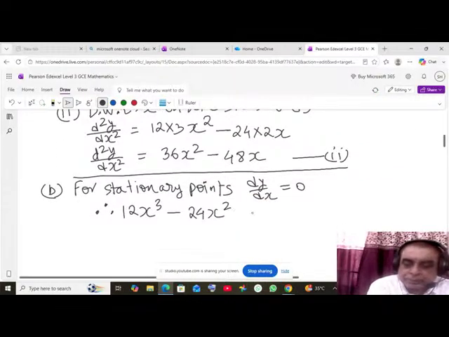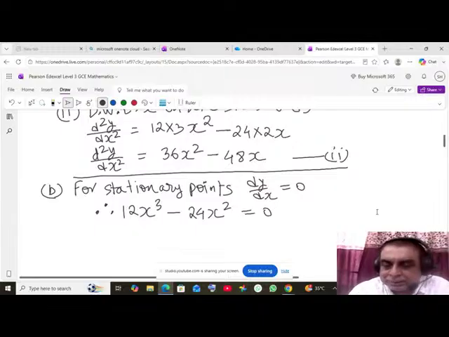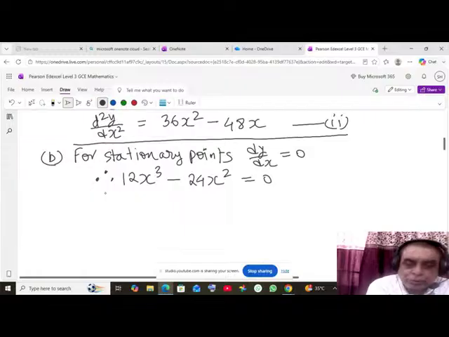24x squared. Equate it to 0. Now solve this equation and find out the values of x on solving. Those will be the turning points or stationary points. So we are solving this equation.